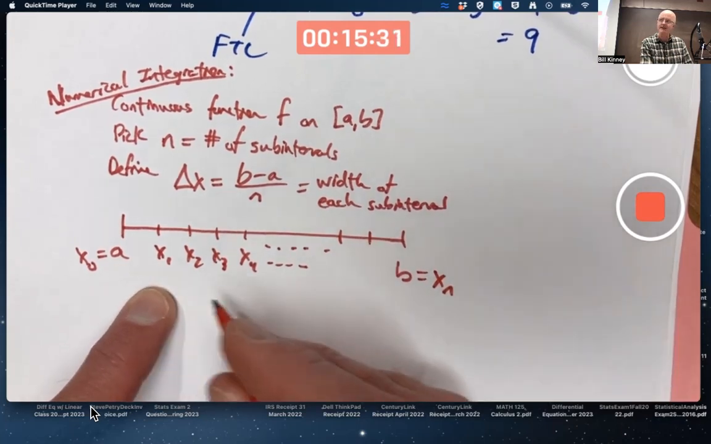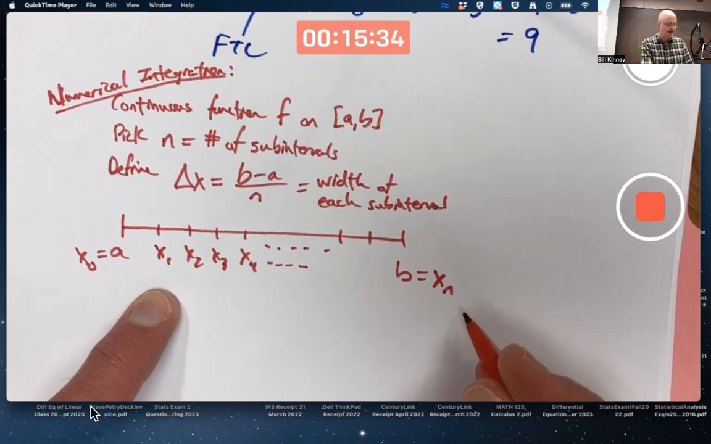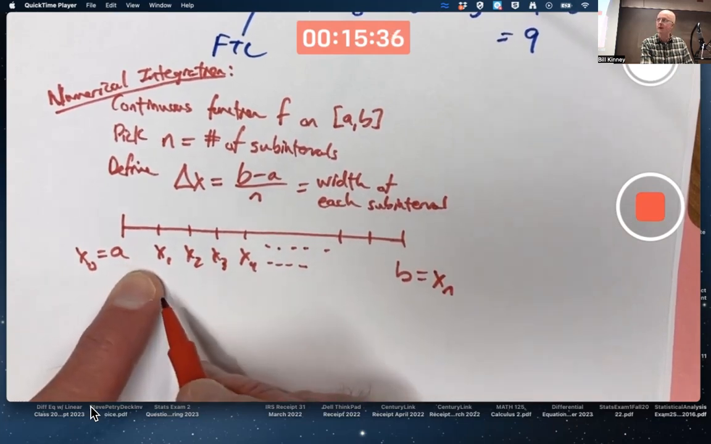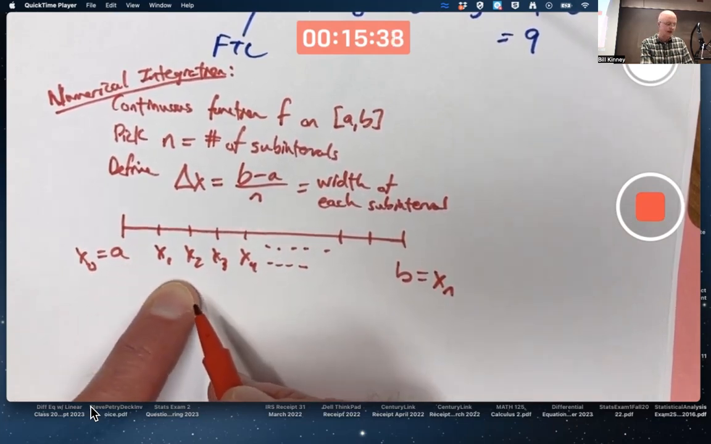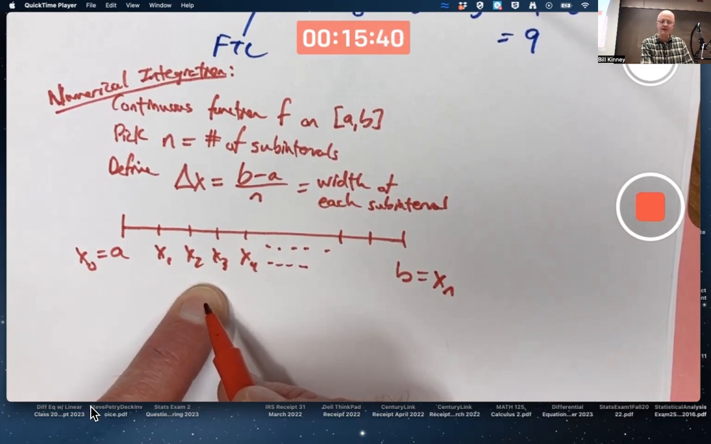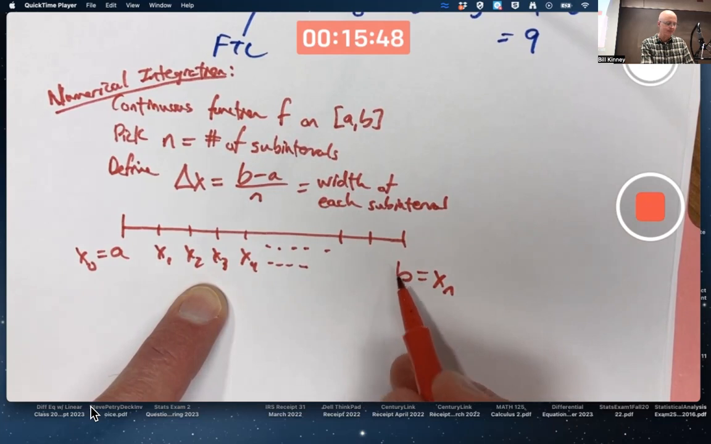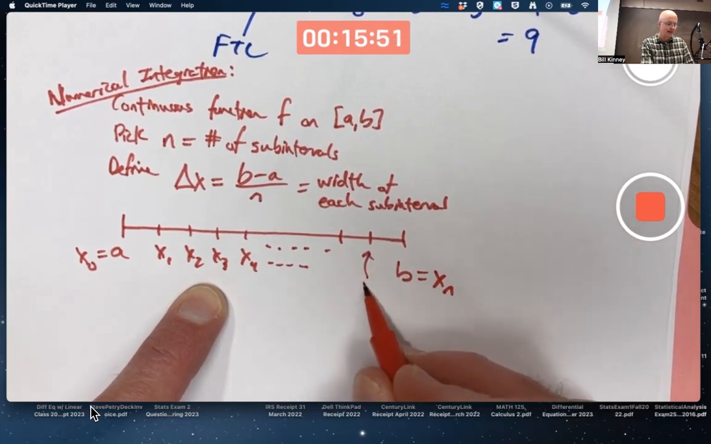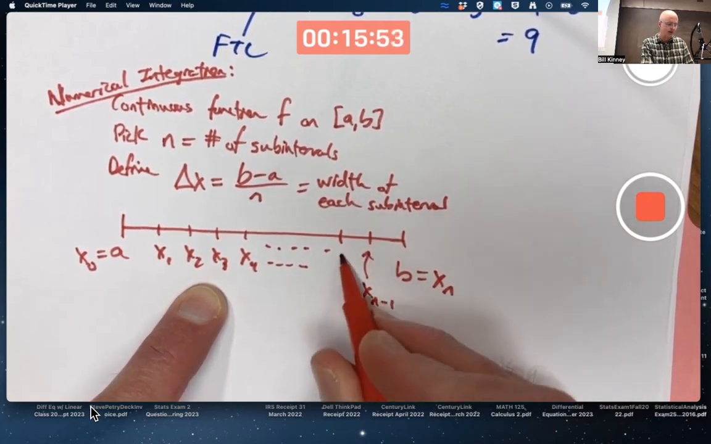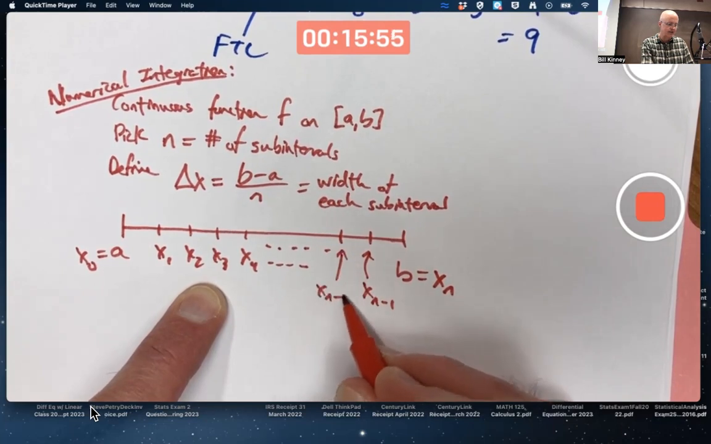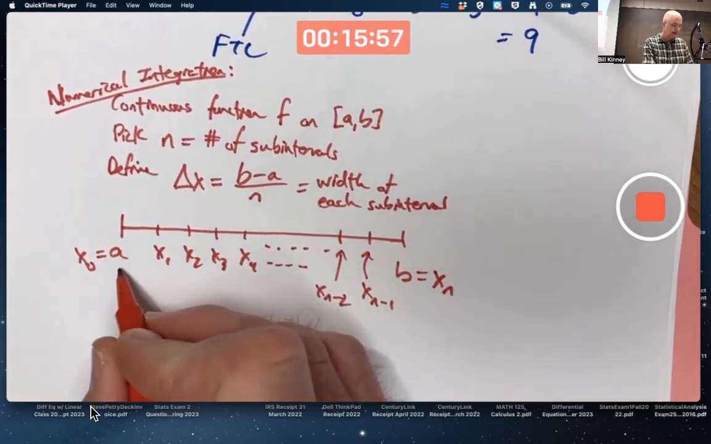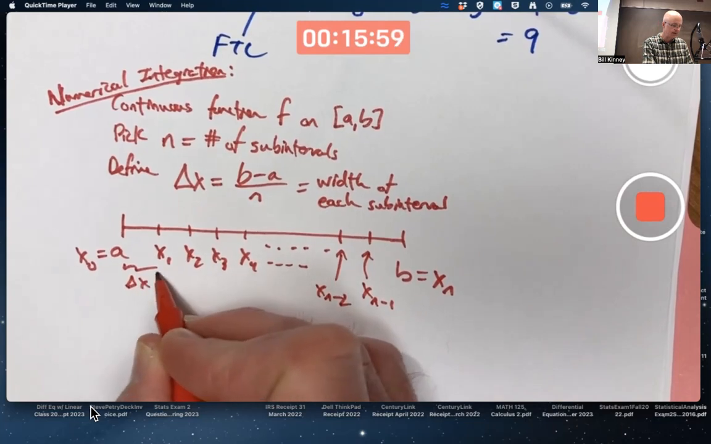If there's n subintervals, that's got to be the case, because the first subinterval has a right endpoint x sub 1, second one x sub 2, third one x sub 3, the nth one has to be x sub n. Yes, in math we do say nth. That's the nth subinterval. The second to last is x sub n minus 1. The third to last is x sub n minus 2. And yeah, these are all the same length, delta x.